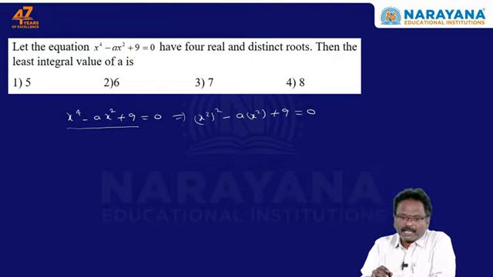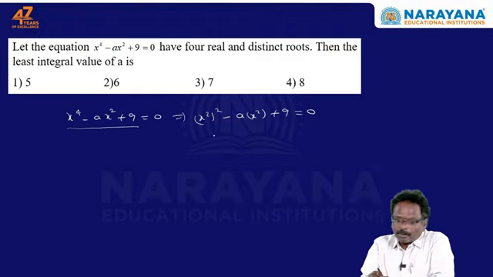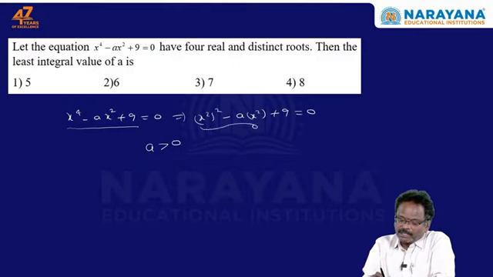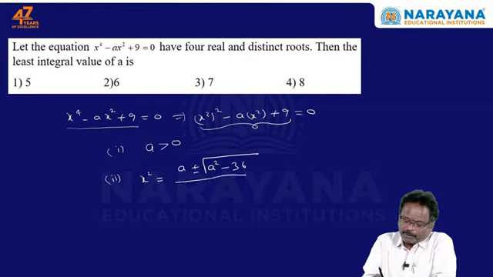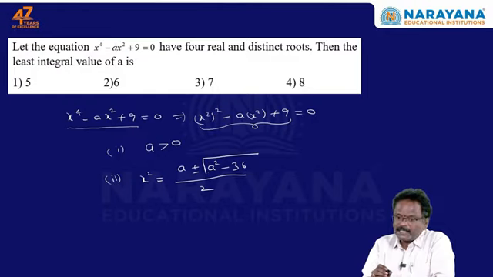The equation has 4 distinct real roots only if the a value is positive. Why do we have to take a as positive? If a is positive, in that case the roots of the equation will be positive. So the first case is a greater than 0. Now calculate the roots of this equation. Roots of this equation are x square equal to a plus or minus root a square minus 36, by 2.